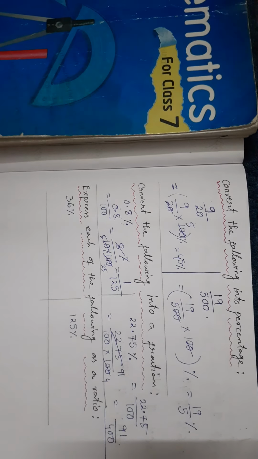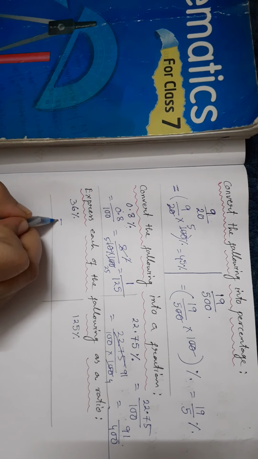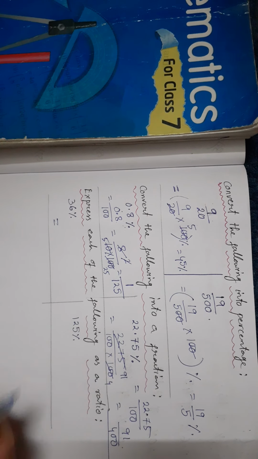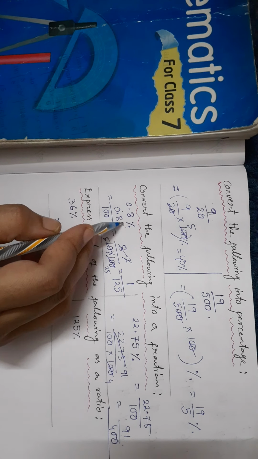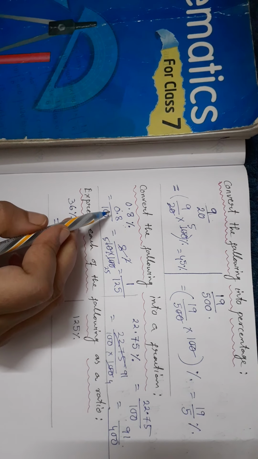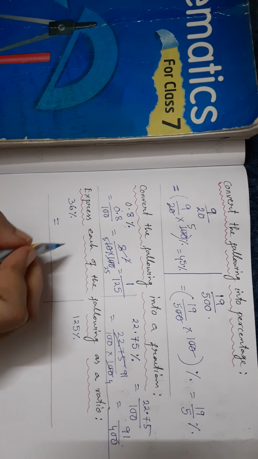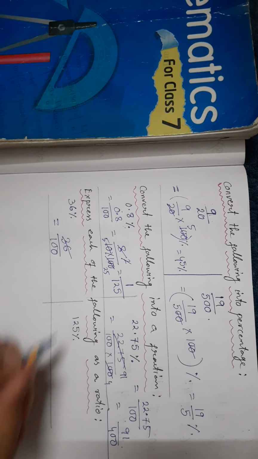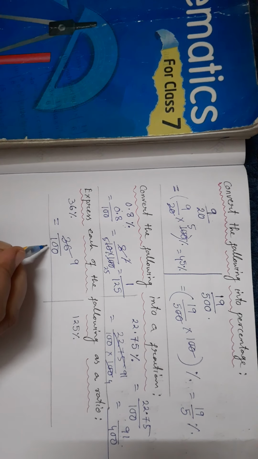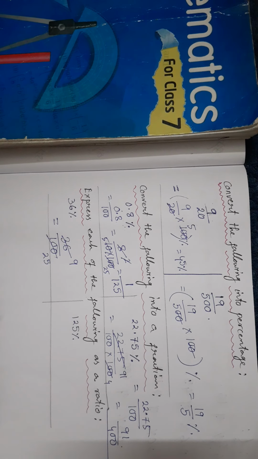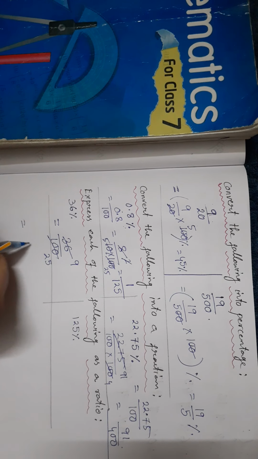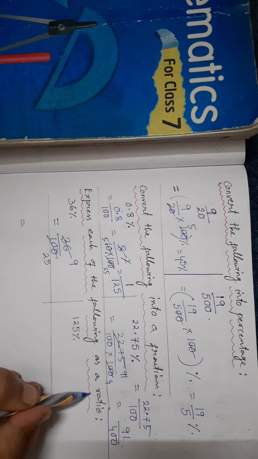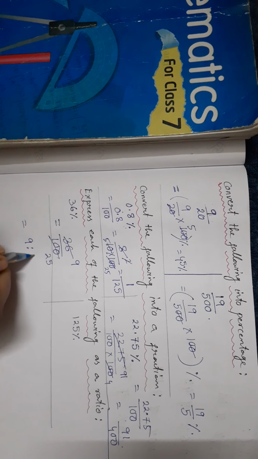Similarly, you can see here you have to express each of the following as a ratio. So how to write this as a ratio? 36% is given. Anything percent, this one was also 0.8%, that's why you got 0.8 by 100. This one is also in percent, so you will get 36 by 100, right? Now these two are divisible by 4. So we can write here 4 9s are 36 and 4 25s are 100. So it is 9 by 25, but you have to write it as a ratio. So it will be 9:25.